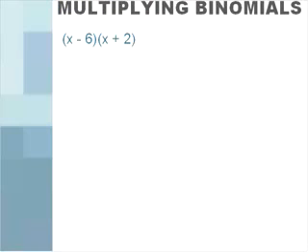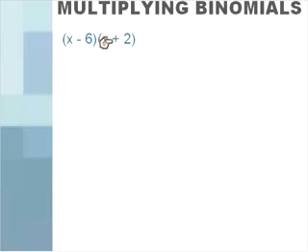Now we're going to look at multiplying two binomials. These are two binomials because I have one term and one term in the parentheses, which makes it a binomial. I have a term here and a term here, which makes this one a binomial as well. And the terms are separated by addition or subtraction.